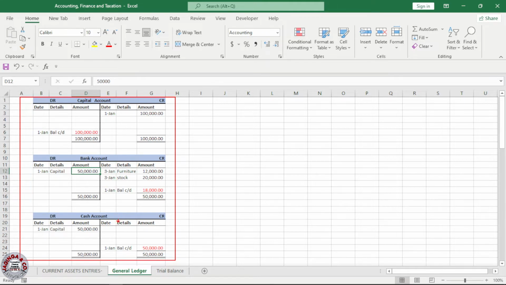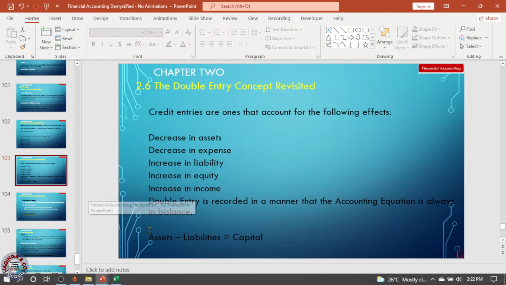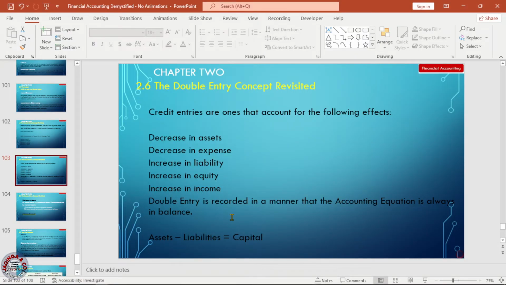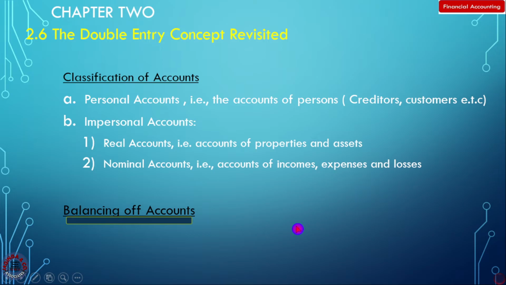So let's go back to our slide. So the double entry is recorded in a manner that the accounting equation is always in balance. So this one we've explained. So again, we also have classification of accounts, and we have two major classifications of accounts. We have personal accounts and impersonal accounts.